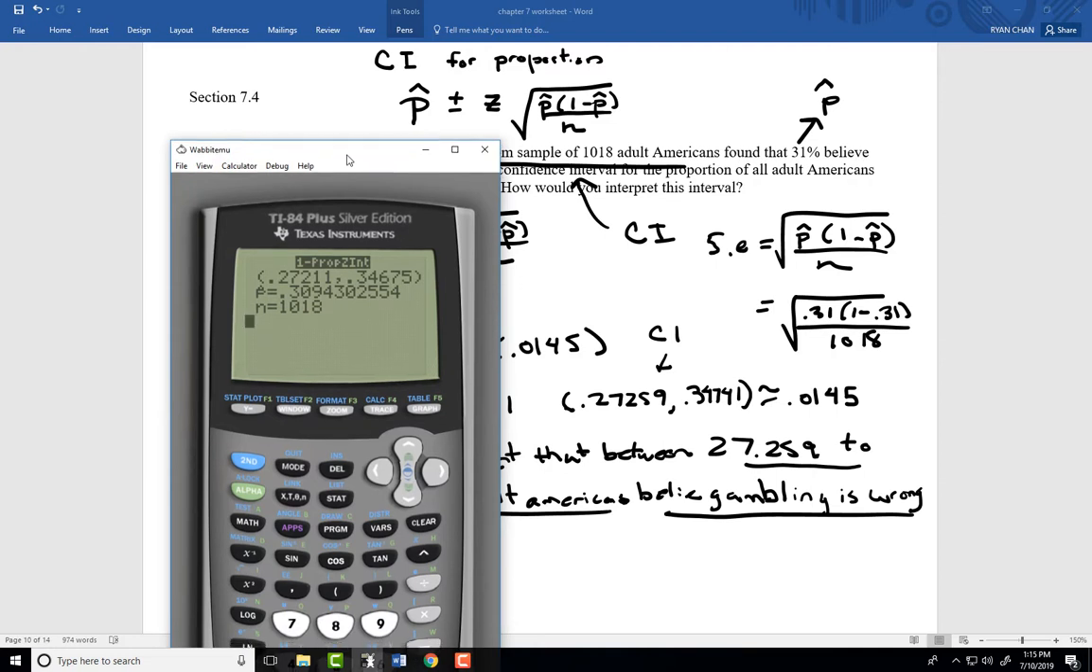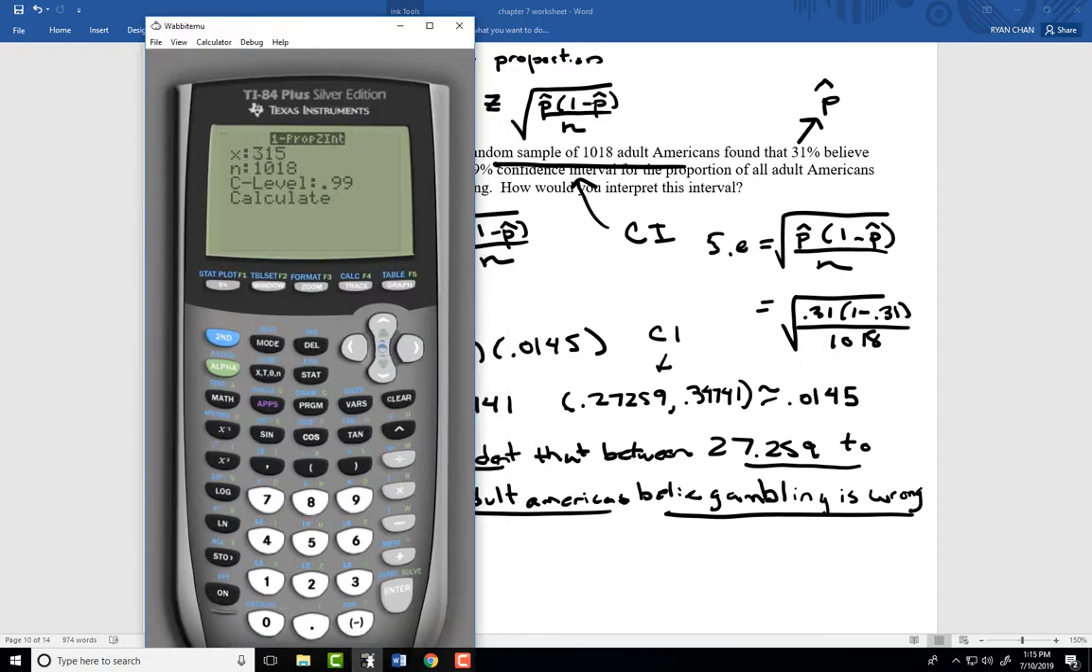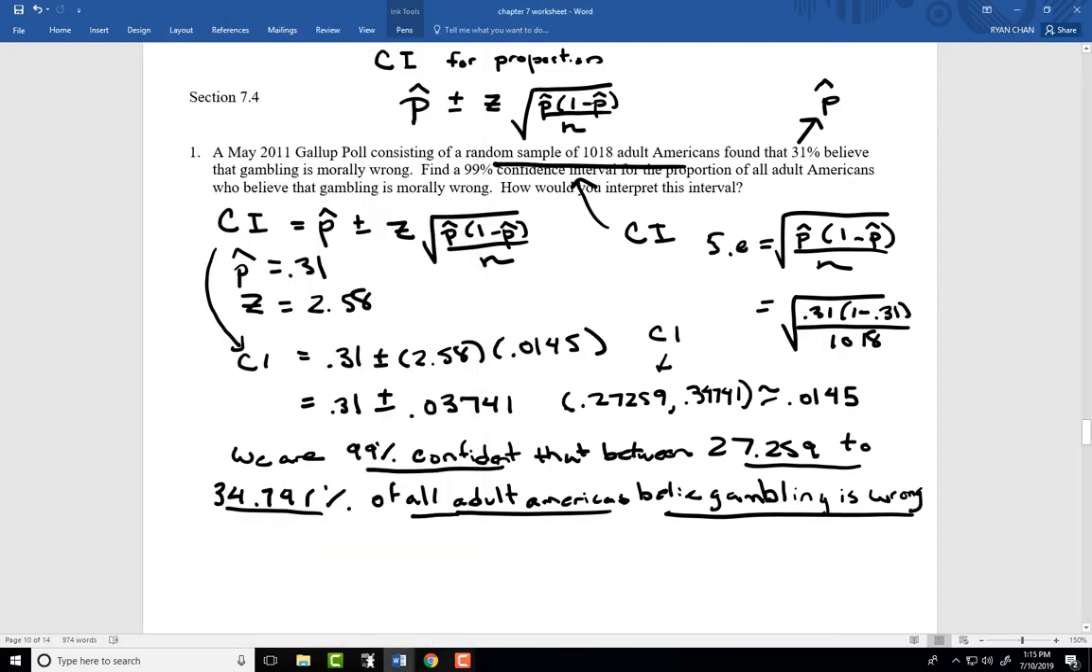If you want to do this, you need to write down that you're doing a 1-PropZInt, and write what you have for your x and for your n. If you want to do the calculator version, you can write everything in and you'll get the following. But it is better to show your work, so that if you mess up, I can see where you went wrong. Because if you mess up here, I can't track where you went wrong.